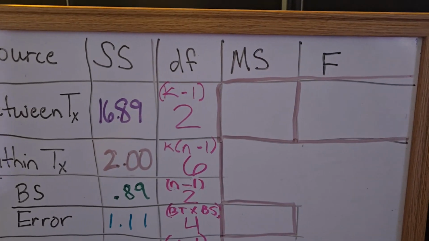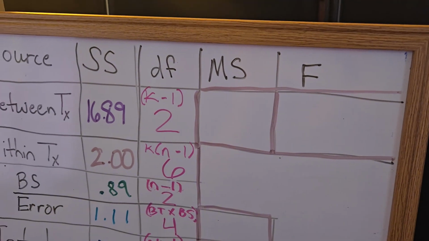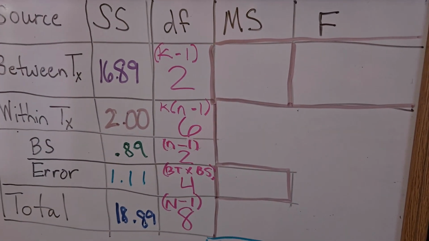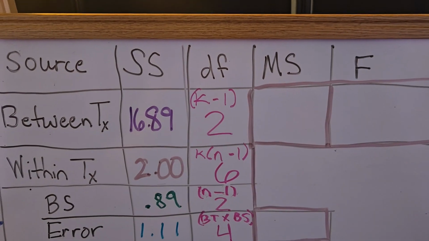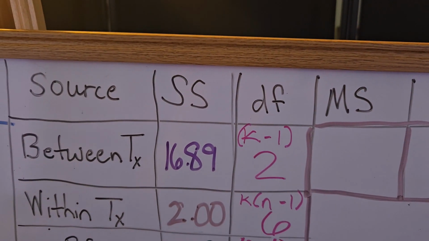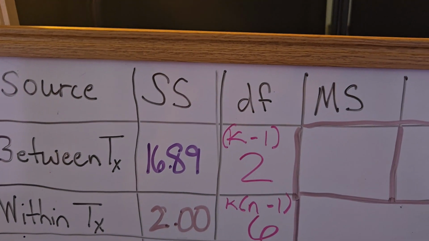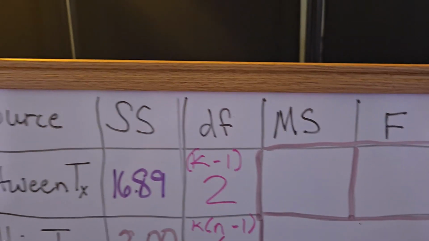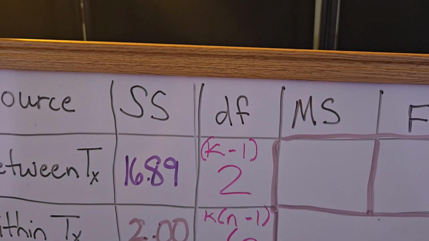We need to compute mean squares. Mean squares between treatments and mean squares error. We don't compute any other value. All right, so to compute mean squares, you just take the sum of squares for that row and divide it by the degrees of freedom. So we're going to compute these 2 mean squares by doing sum of squares divided by degrees of freedom.